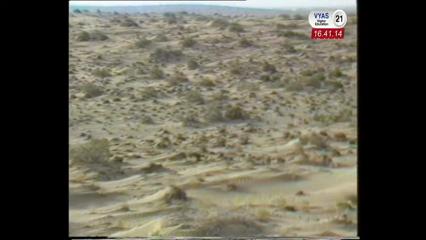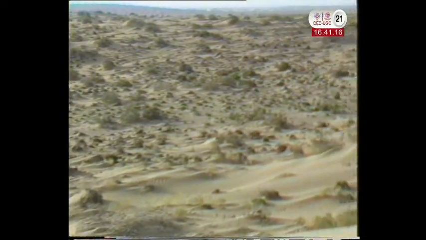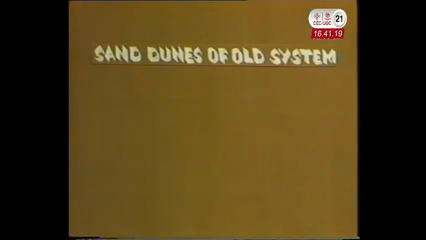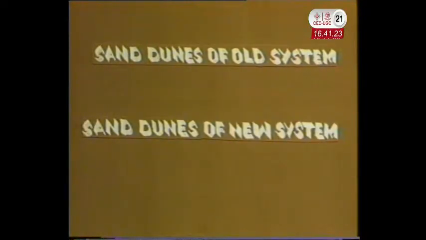We have seen different types of dunes and how they are formed. But they are also classified as sand dunes of the old system and the sand dunes of the new system on the basis of the period when they are formed, their soil structure, etc.